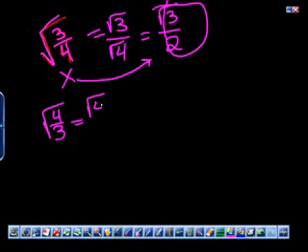Can do the same thing. Square root of 4 is what again? Okay, and then square root of 3. You cannot have a radical on the bottom. You have to have it on top.